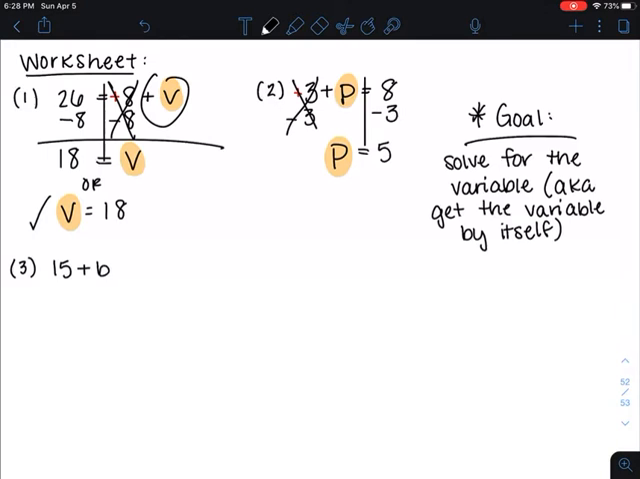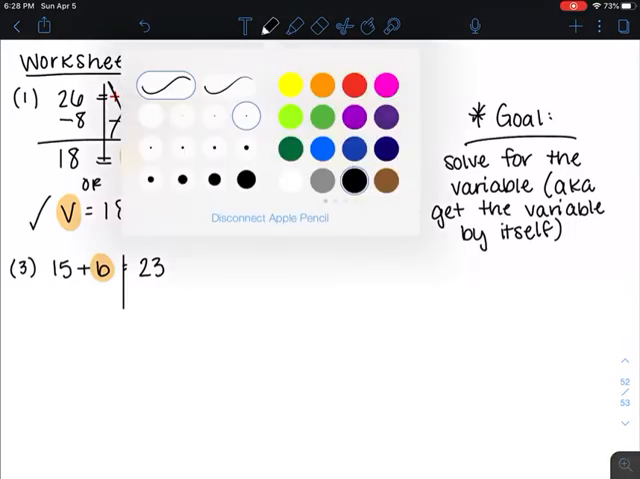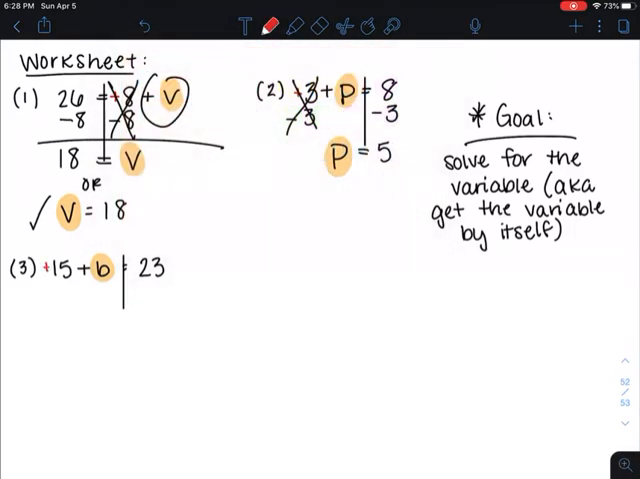Alright, let's look at number 3 in your worksheet. Number 3, we have 15 plus b is equal to 23. Our variable is a letter. Our letter in this case is b. And we want to get b by itself. Currently it's not because we have a 15 with it.